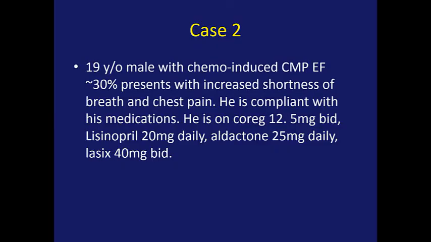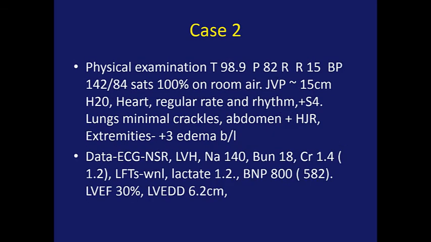You have a 19-year-old male. He comes in with chemo-induced cardiomyopathy. His EF is around 30%. He presents with increased shortness of breath and chest pain. He's compliant with his medications. He's on Coreg 12.5, lisinopril 20, Aldactone 25, and Lasix 40 twice a day. Physical exam, his blood pressure is 142 over 84. JVP is around 15 centimeters. Heart is regular rate and rhythm. He has an S4. He has 3 plus edema.